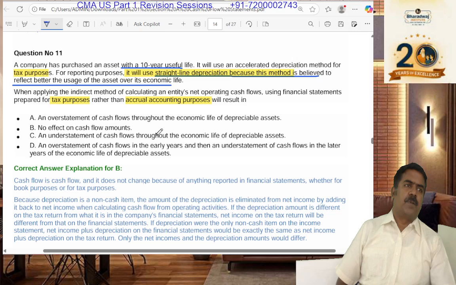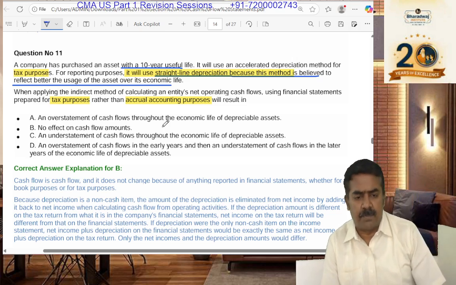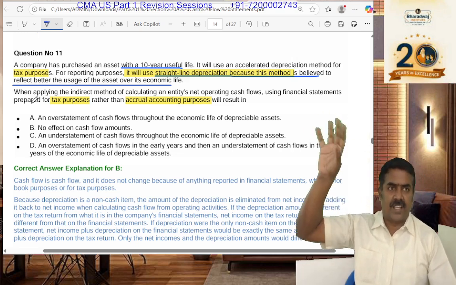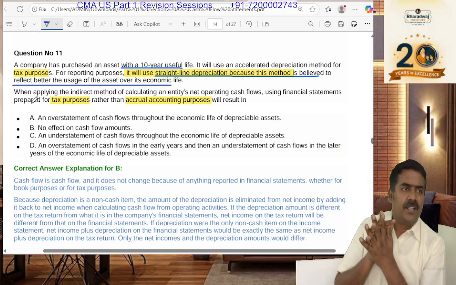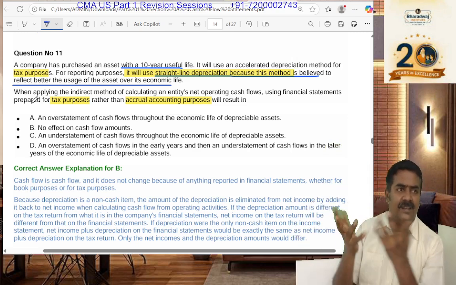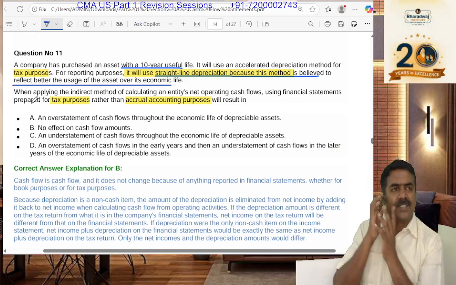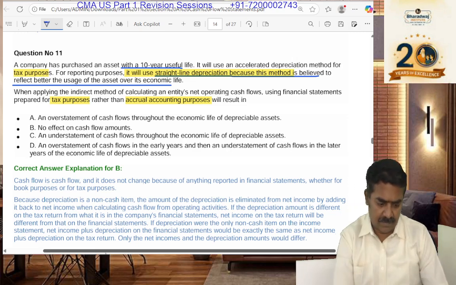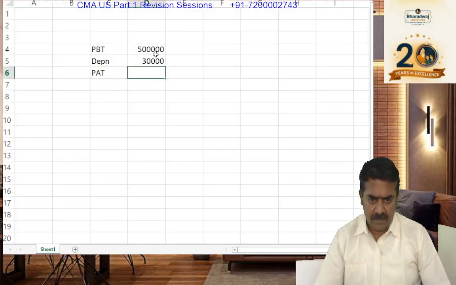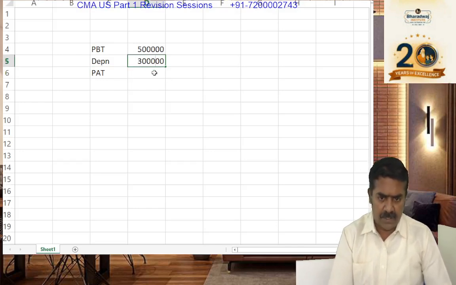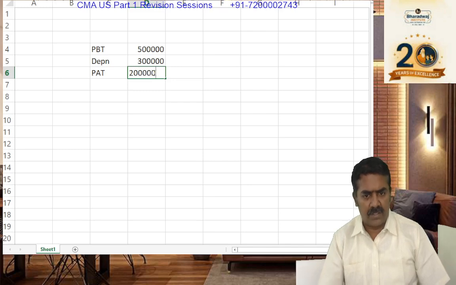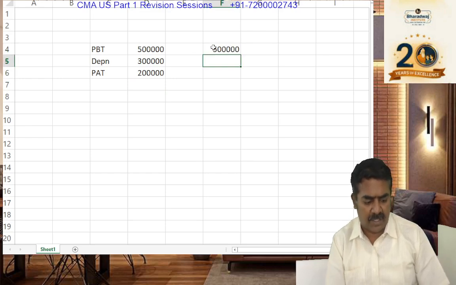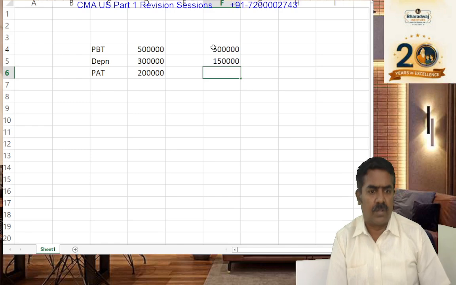The cash flow statement is prepared based on which one? Net profit for tax purposes, add back which one? Depreciation for tax purposes. It will cost the same thing. If depreciation is more, net profit would have come down for tax purposes. Say 3 lakhs we charged as depreciation for tax purposes. What is the profit after tax? 2 lakhs. This is for tax purposes. For accounting purposes, we used SLM method of depreciation where we charged 1,50,000 only. What would have been the PAT?